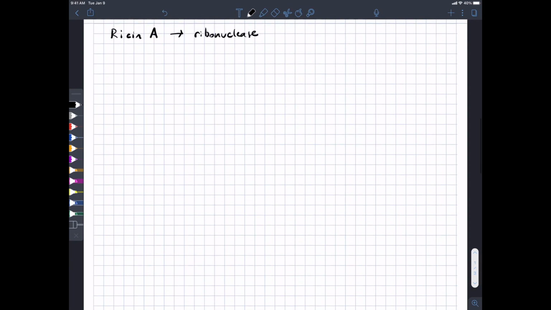So what has to happen for ricin to work? What is the substrate? Well, the substrate is this ribonucleotide, and here you've got the 5' phosphate group, which we're not drawing, and then here you've got the purine base of adenosine.